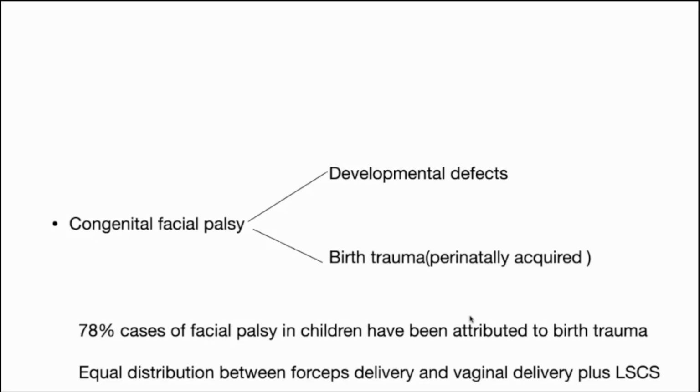So coming on to each of these causes, first is a congenital facial palsy. Congenital facial palsy can be because of some developmental defects, that is intrauterine defects, or it could be birth trauma, when it is aptly called the perinatally acquired facial palsy. So how do you differentiate between the two? When the child is born, he has a facial palsy. How do we know that the child has a congenital facial palsy or it is perinatally acquired, that is, during birth?